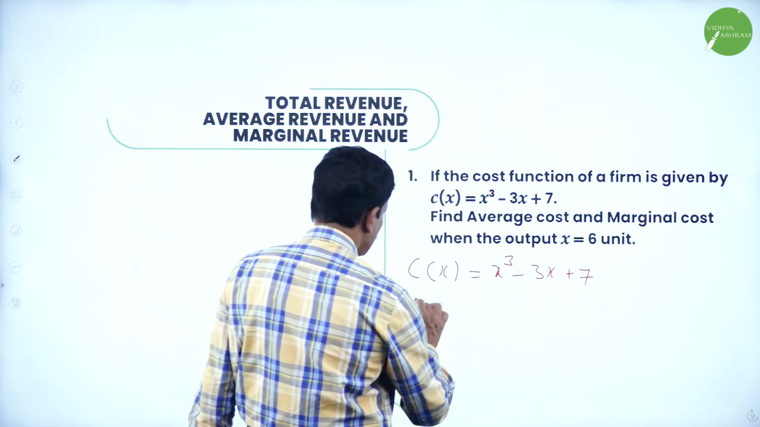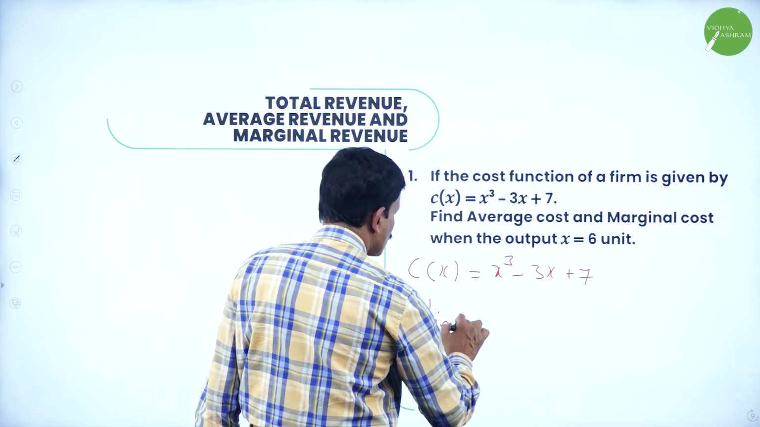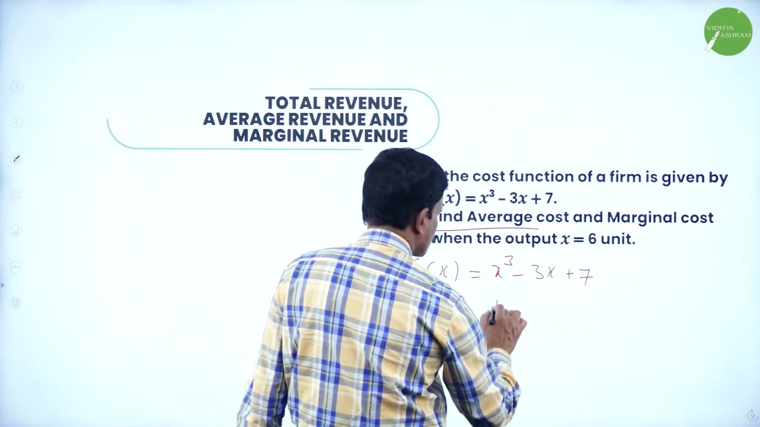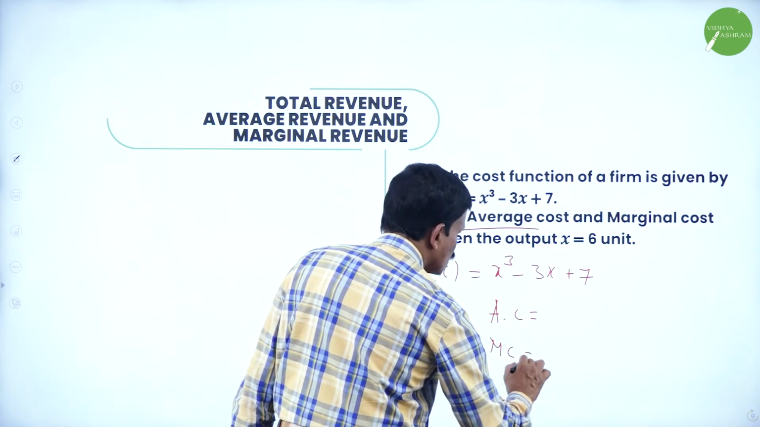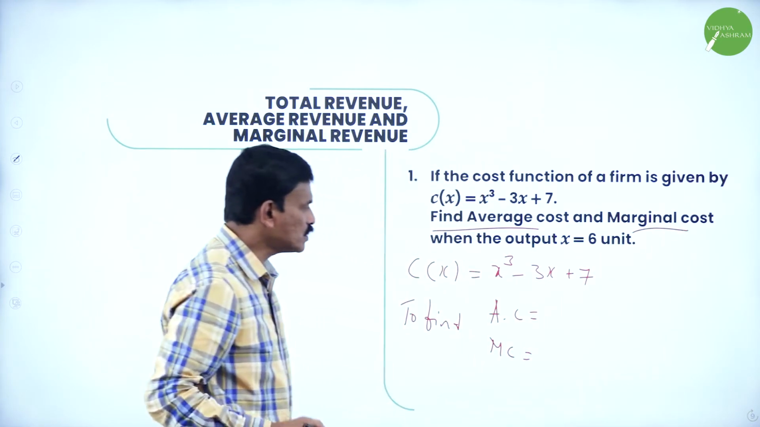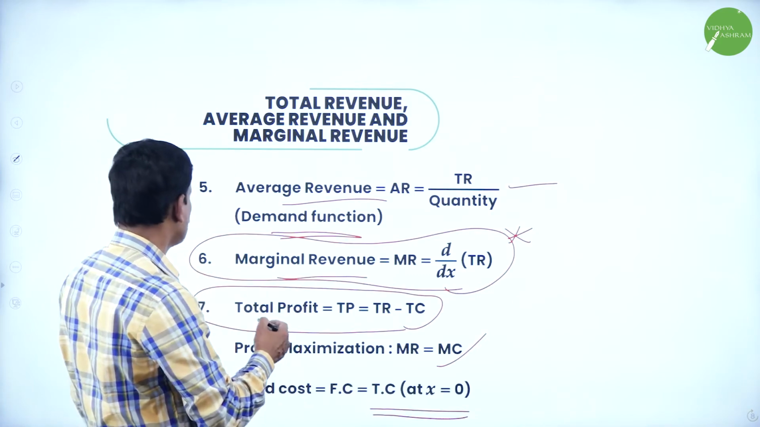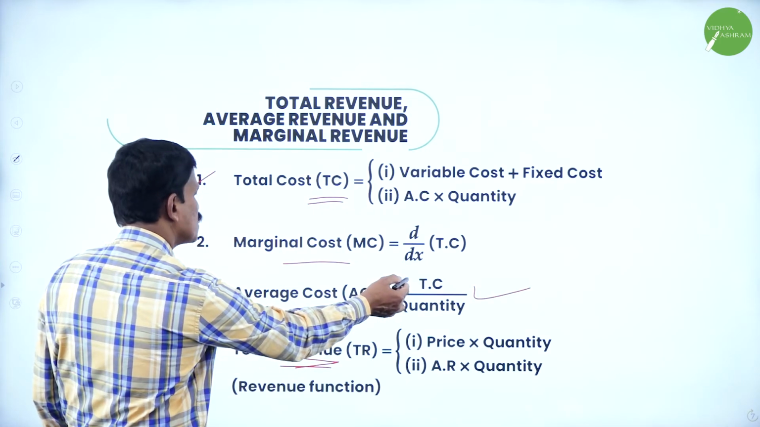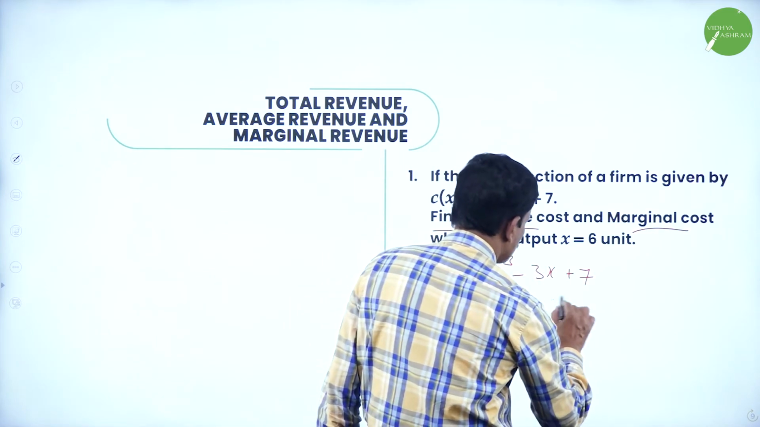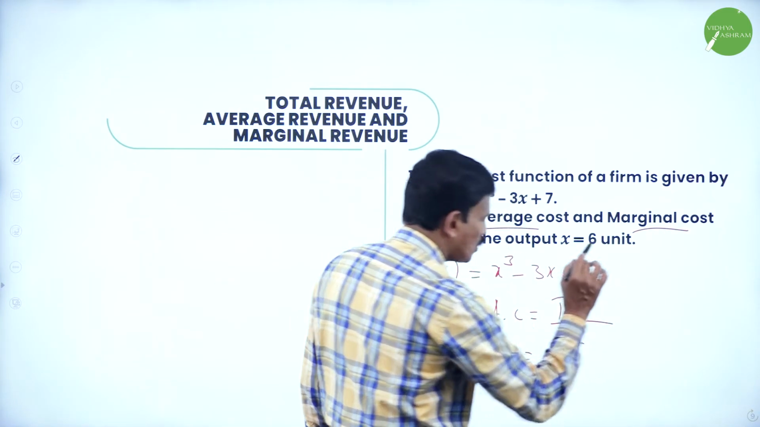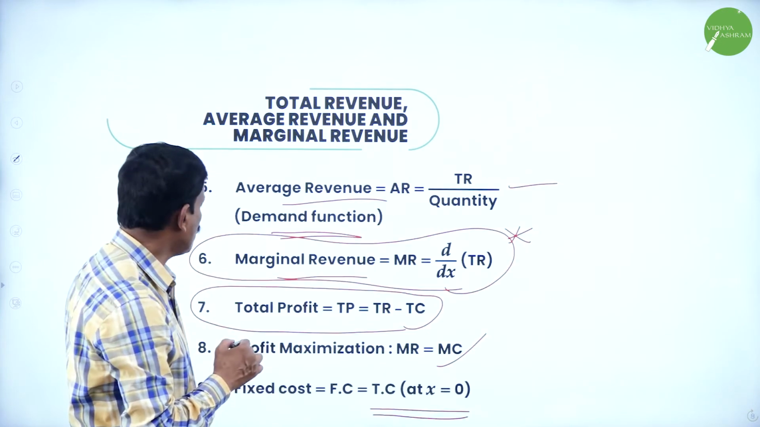Now what is to find? We are to find the average cost, AC, and the marginal cost, MC. Now let us come to the formula. What is the average cost? Average cost is nothing but total cost divided by the quantity, TC divided by quantity x.